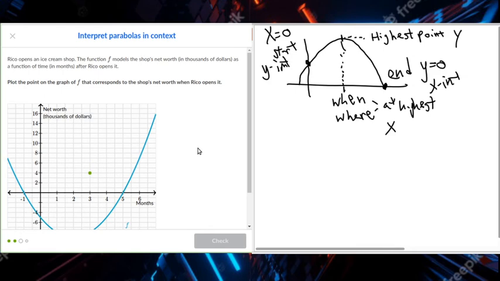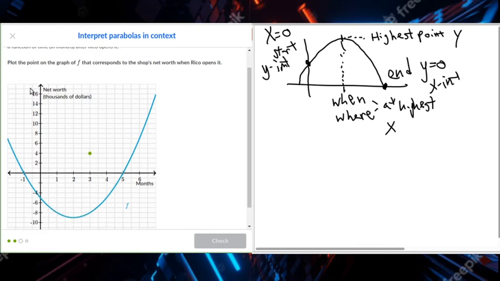And let me explain this graph. So this is net worth. It's basically how much money they have, including their shop and everything. How much money do they have? And this one is time. So how much money and how much time? So he opens a business, so you always start below 0 when you open a business.